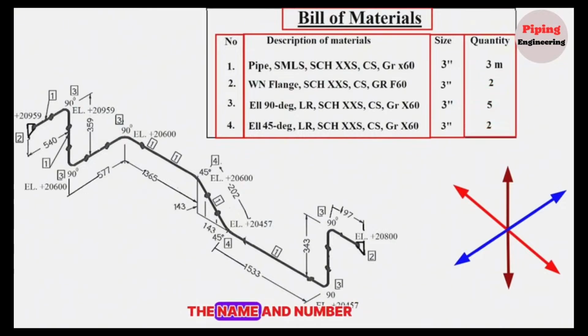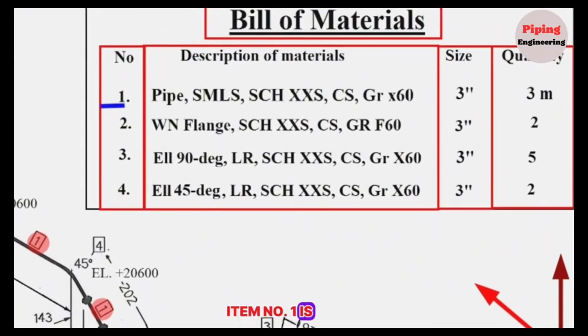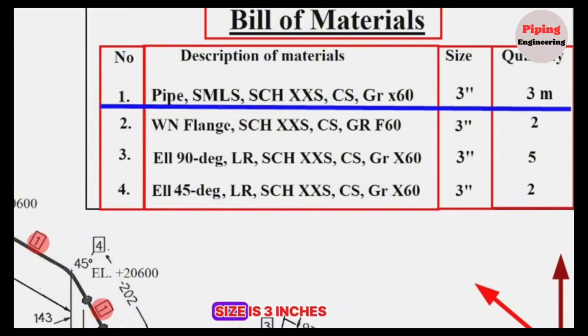Now let's learn the name and number of pipe fittings used in this pipeline. Item number 1 is shown in several places on this pipe drawing. Now let's look at the bill of materials table. Item number 1 is pipe, seamless, schedule XXS, carbon steel, grade 1060, size is 3 inches, the quantity is 3 meters.